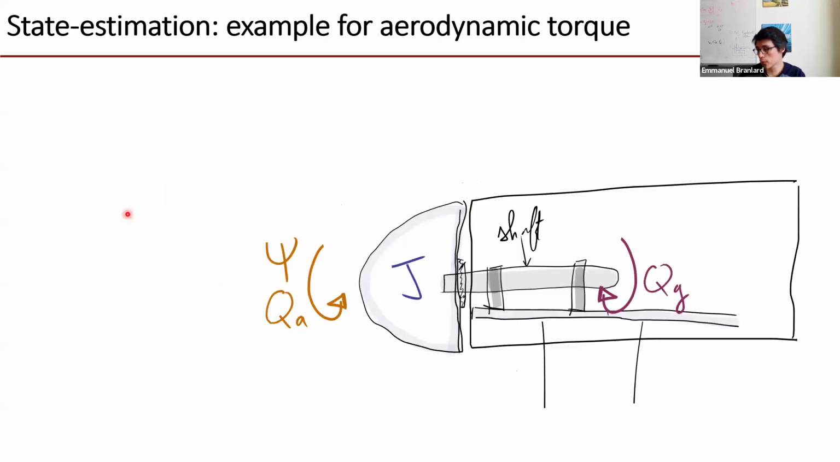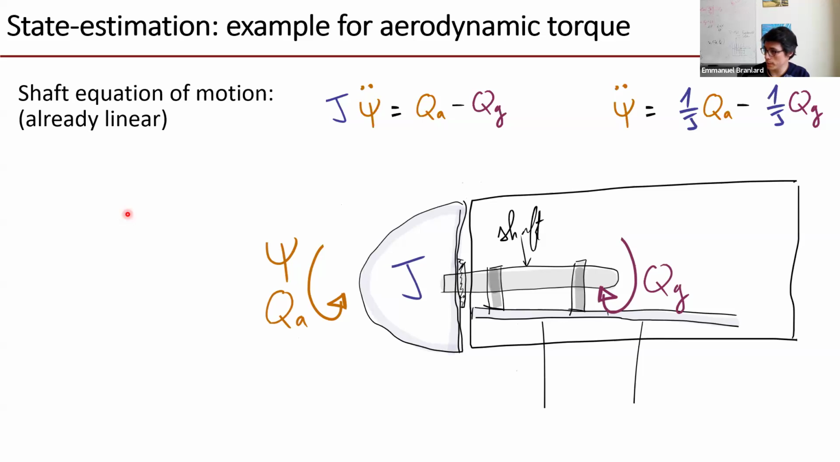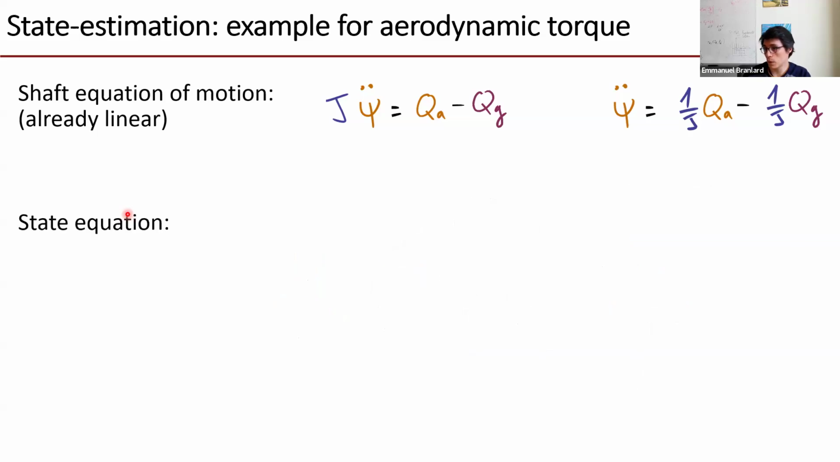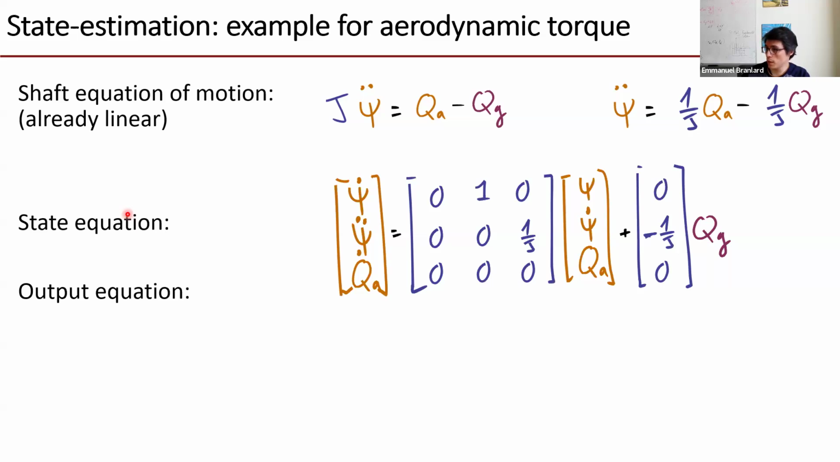So a simple example for this, and that's an example that we actually use in this model, is we try to estimate the aerodynamic torque using only the knowledge of the power and the rotational speed. So that gives us the generator torque. That's QG, the generator torque that we have here. And we're trying to figure out QA, the aerodynamic torque on the other side of the shaft. The equation of motion for the shaft is fairly straightforward. It's just the polar moment of inertia times the acceleration of the shaft, which is equal to the difference of the torques.